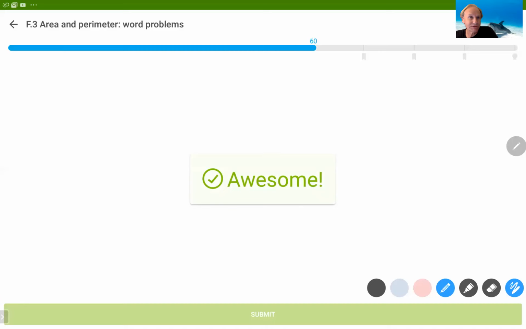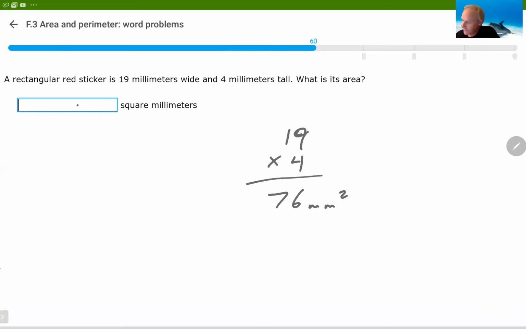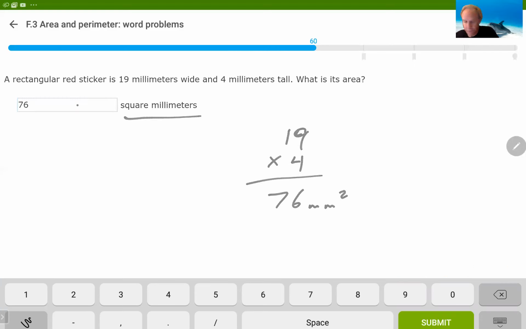Try and go a little faster so we can get through this, guys. What is its area? Well, 19 by 4, which is 76 square millimeters. Make sure you read the units. Make sure you're doing the right one.